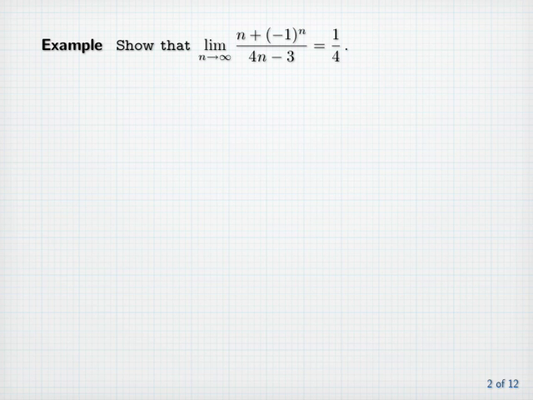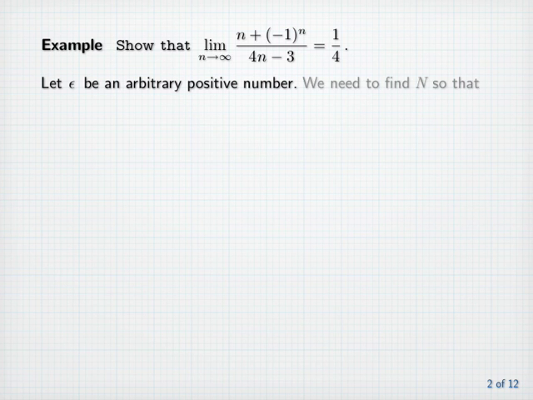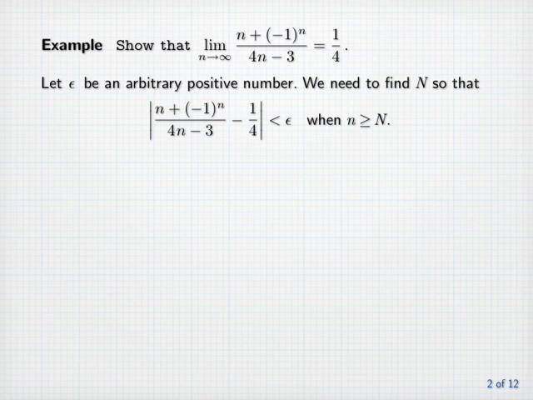And let's look at an example to illustrate how we can use the definition of the limit to prove a specific limit. Let's show that the limit as n goes to infinity of (n plus (-1)^n) over (4n minus 3) is equal to 1/4. We begin by letting epsilon be an arbitrary positive number. We need to find capital N so that the absolute value of (n plus (-1)^n) over (4n minus 3) minus 1/4 is less than epsilon when little n is greater than or equal to capital N.